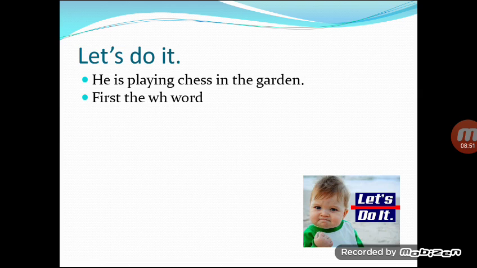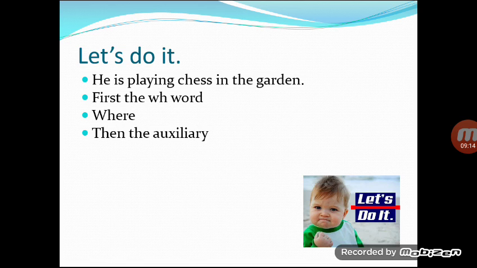Or if you want to ask about chess, what is he playing? So, where, we will use it for the garden. Where? The second step. Do you remember what the second step is? Yes.